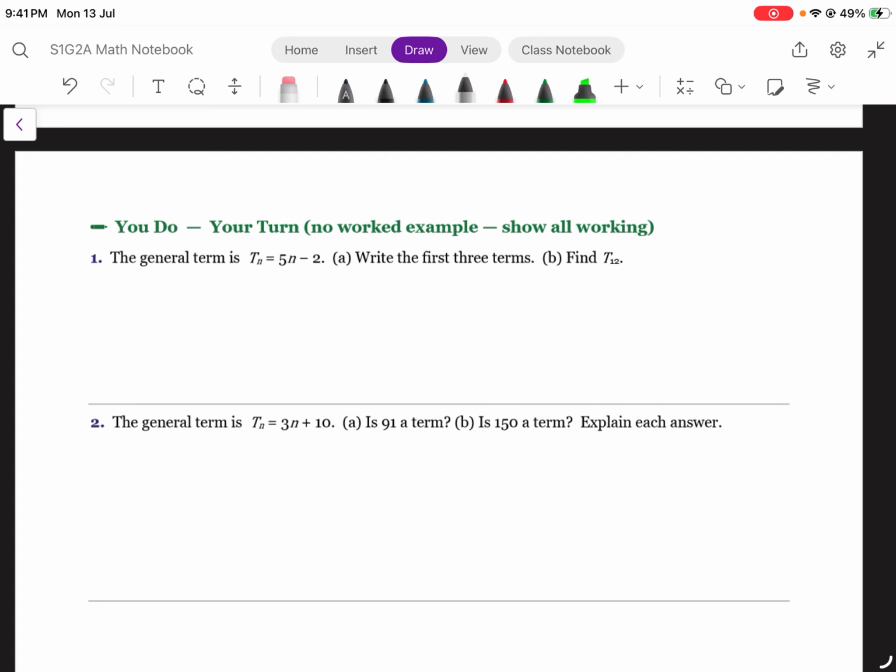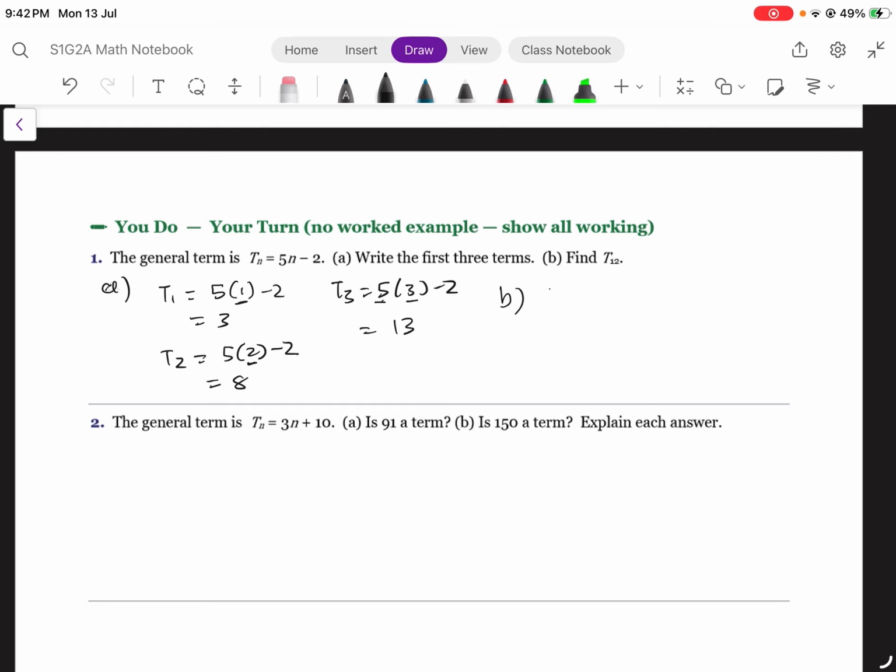So for part A, they ask you to find the first three terms. First three terms means T1, 5 times 1 minus 2, 3. T2, 5 times 2 minus 2. T3, 5 times 3 minus 2, 15 minus 2 is 13. You realize the difference between each number is 5, because the 5 keeps multiplying with the increasing number of n.